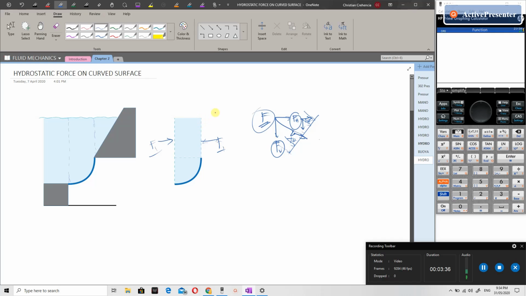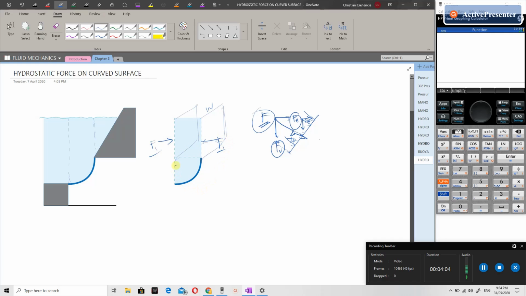Let's say we have the width of the gate, which is perpendicular to our screen. They will have the same area, the one we are considering. Let's say this is the width of the gate. So same area, same liquid, so these will just cancel out.